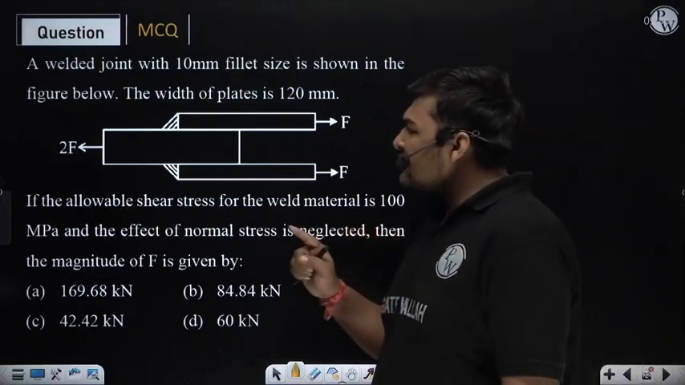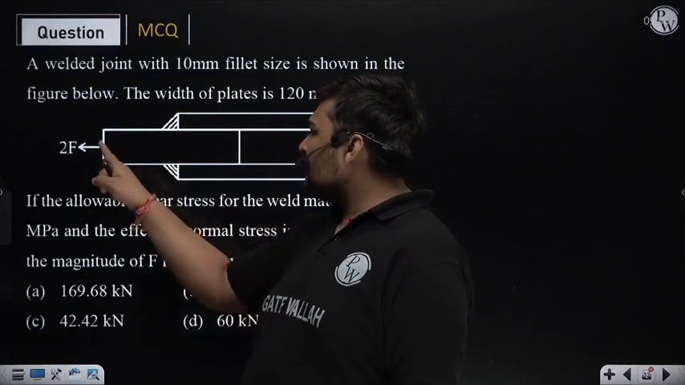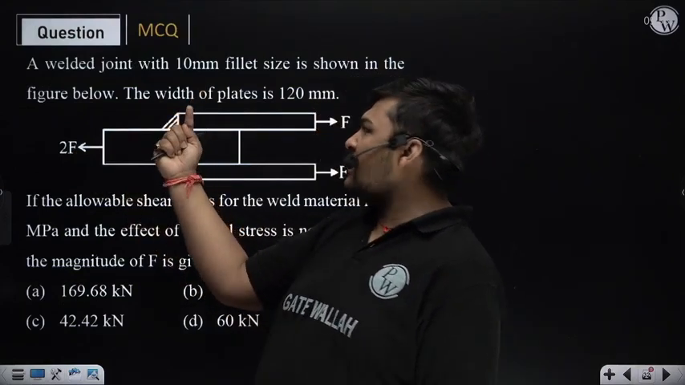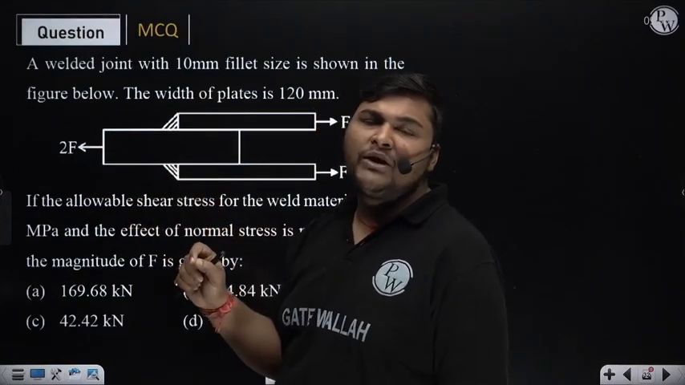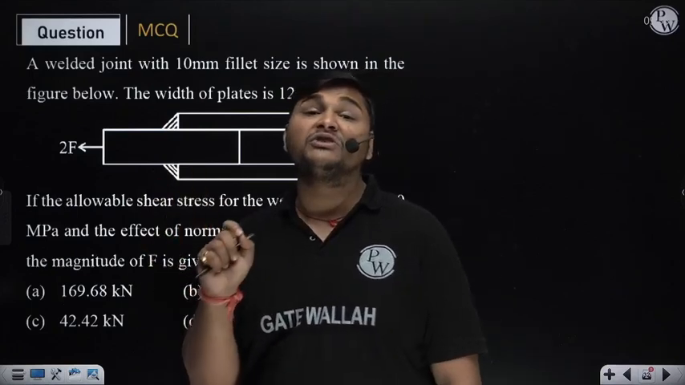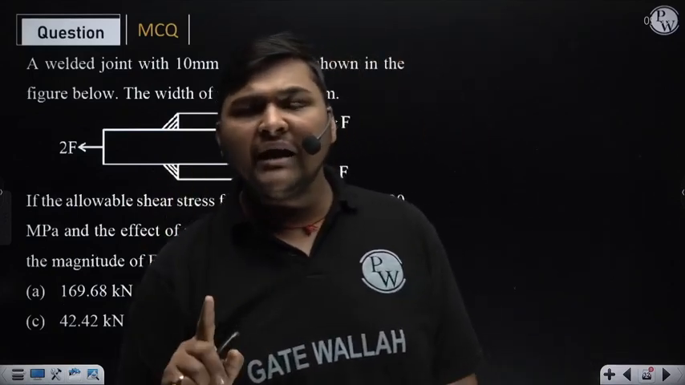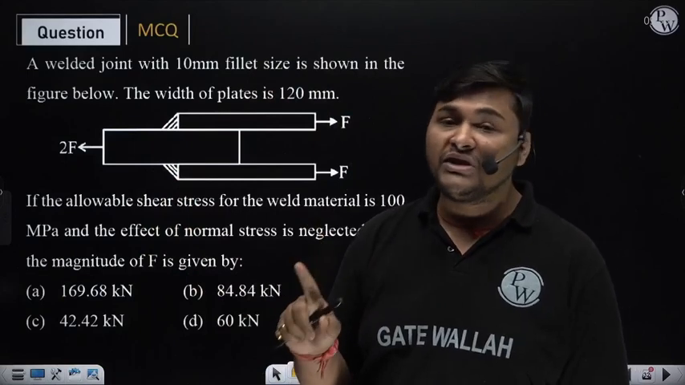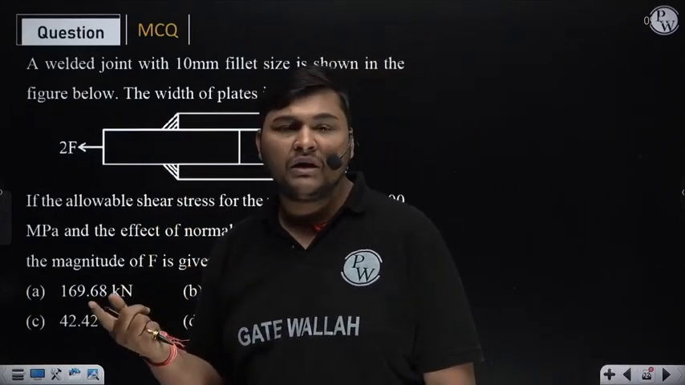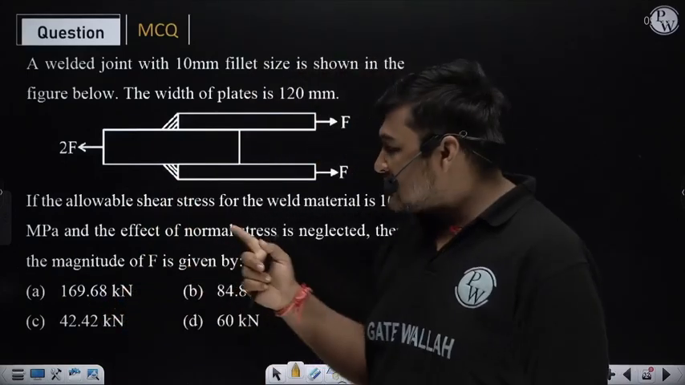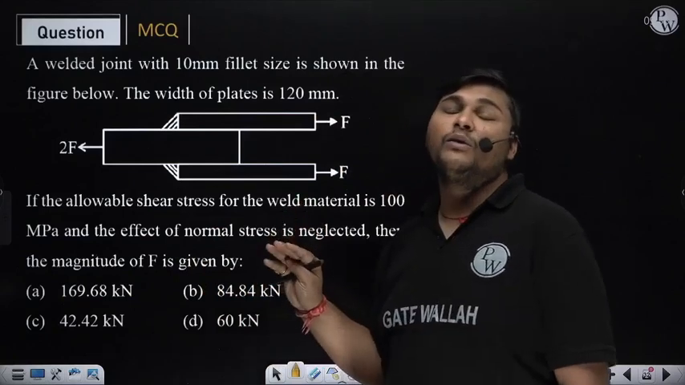Okay, like here in this diagram you can see this force is perpendicular to the weld length. It is the weld length, and force P is perpendicular to weld length, means here this weld is a transverse fillet weld. And as I discussed, in transverse fillet weld both shear stress and normal stress will come into picture. So the examiner is saying we have to neglect the effect of normal stress.